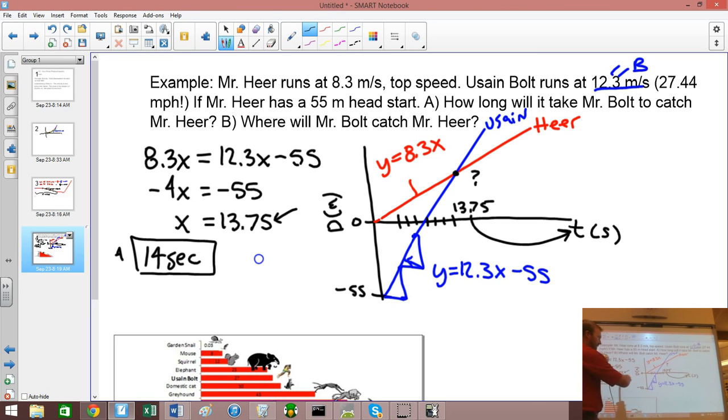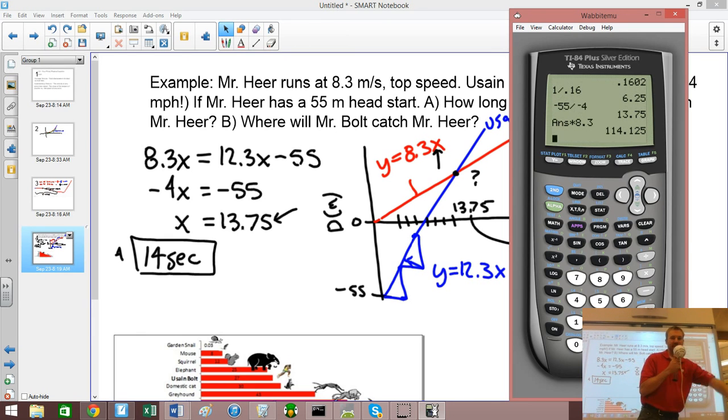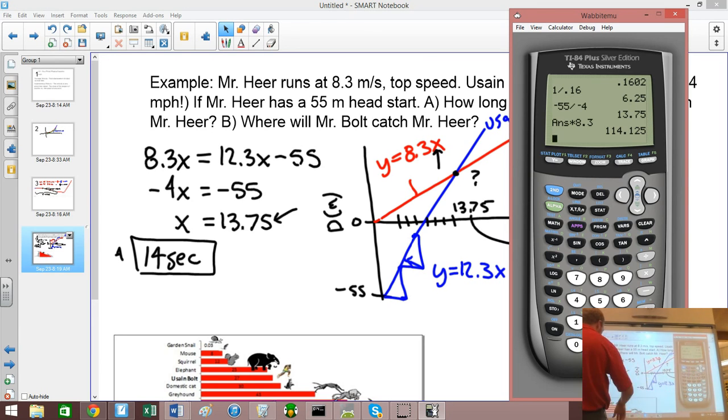To figure out where, I just plug this back in. I'm going to plug it into here because that's the easiest one. I'm going to take 13.75 times 8.3. Now notice what I did. I didn't take 14 times 8.3. I took my original number, multiplied it by 8.3, and then I'm going to round it to 110. So just put exact numbers in when you're doing your equations and round at the very end. That's a common question I get with a lot of people: where do I round it? Round it at the very end.